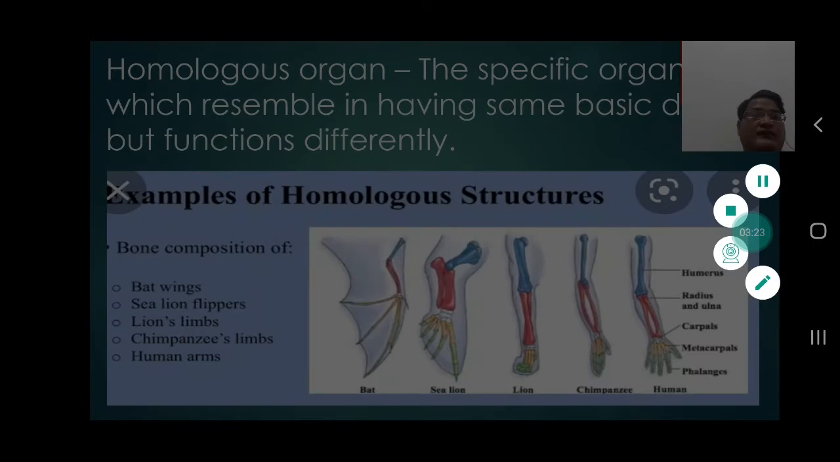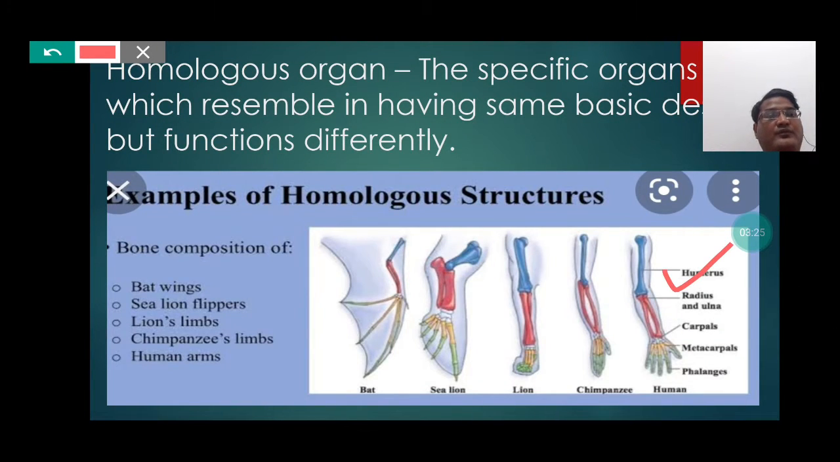Like, if you concentrate here, then the forelimb of the human being is utilized for holding and grasping, whereas chimpanzees and lion uses their forelimb for walking. So students, although the similar basic design is present in the forelimb, but functionally these organisms use their forelimb for different functions.